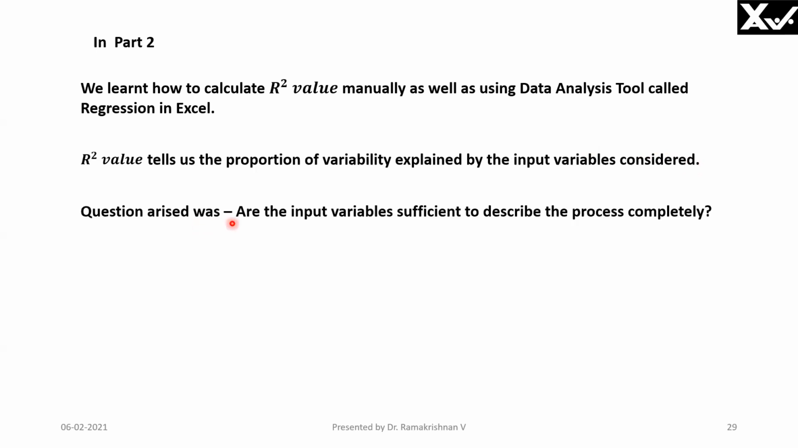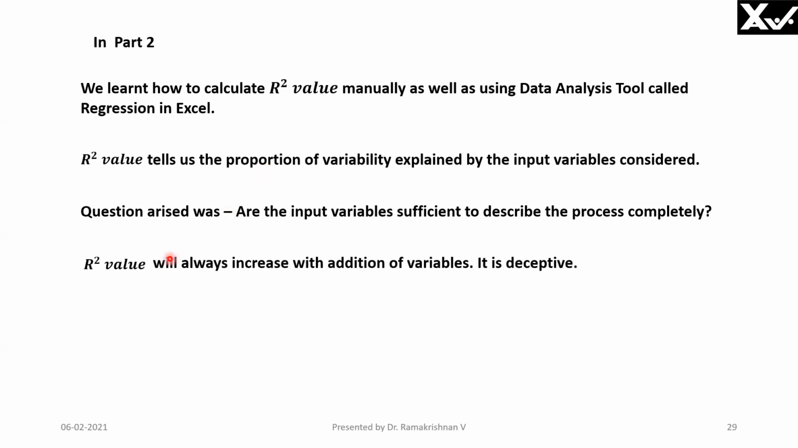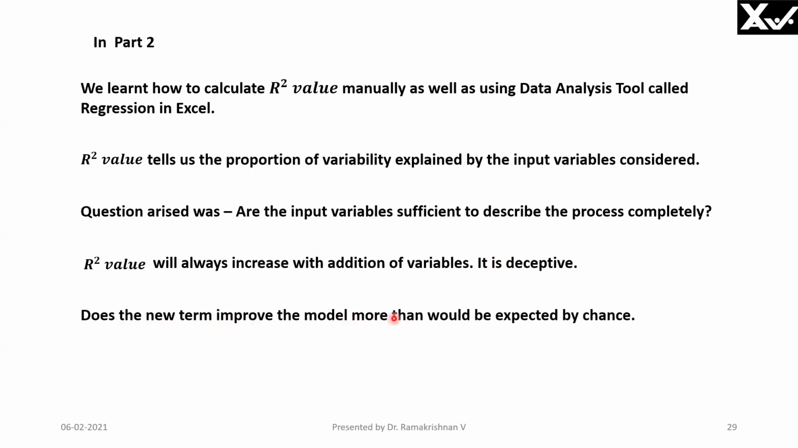Now the question that arose was, are the input variables sufficient to describe the process completely? Because R squared value tells the proportion of variability, if it is lower, then we can increase the proportion of variability by adding another input variable. R squared value will always increase with addition of variables. Therefore, whatever input variable you add, it will always go up, but that doesn't mean that it has improved the model. It is deceptive. So, does the new term improve the model more than would be expected by chance? We'll have to see. To answer that, we shall study adjusted R squared value here.